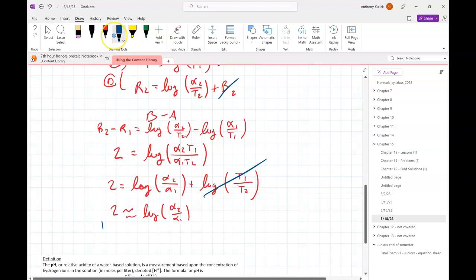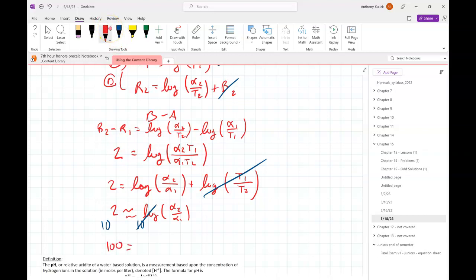So then we can just cancel out the log by doing exponent base 10 to both sides. So 10 squared is 100. And there we go. The Chilean earthquake was 100 times as severe as that San Francisco earthquake.